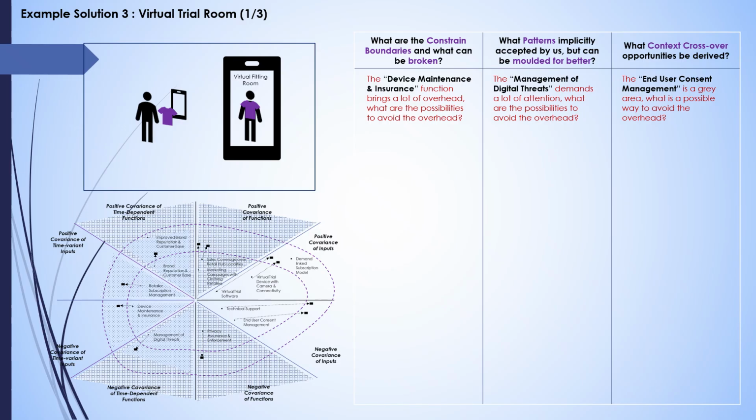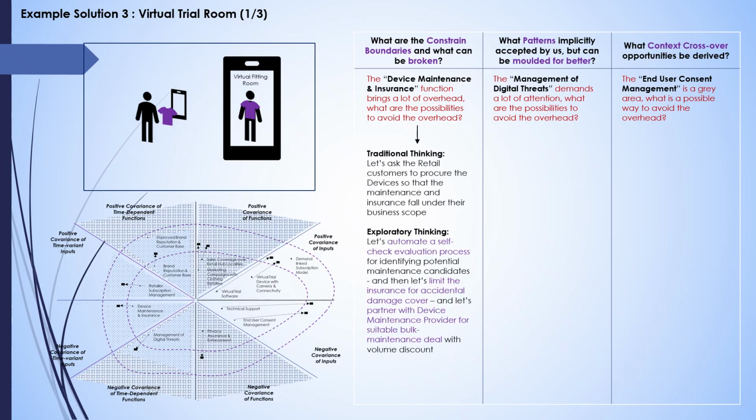So, let's explore. The instinctive response to operational overhead is almost always the same: contain it, delegate it, minimize it. But that instinct, left unchallenged, produces solutions that are adequate at best. Let's see what opens up when we push further. Start with device maintenance and insurance. The traditional response is straightforward. Ask the retail clients to procure the devices themselves so that maintenance and insurance fall squarely under their business scope. Clean handoff, reduced liability, problem delegated.